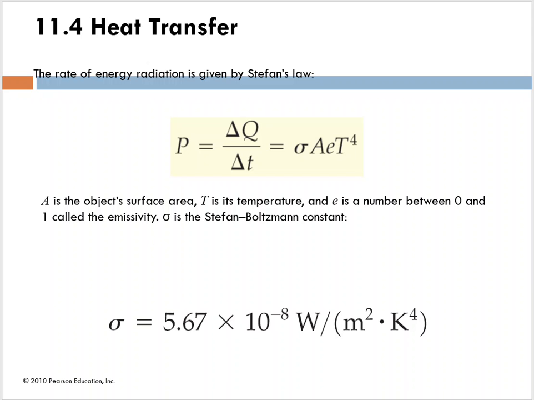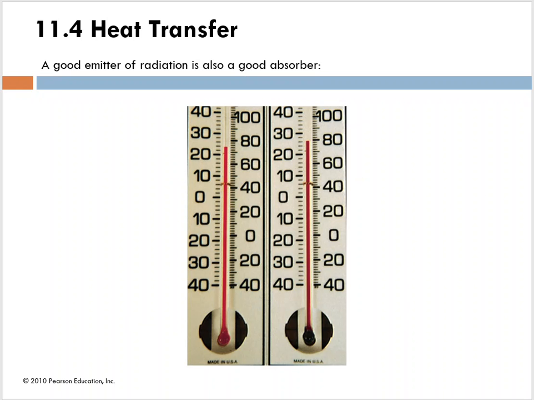All right. Stefan Boltzmann constant. Sorry, that's the Stefan Boltzmann constant. We'll do some work with this in class. A good emitter of radiation is also called a good absorber.